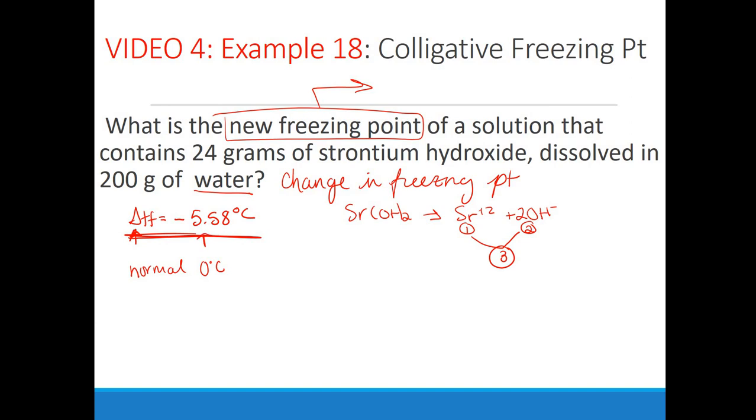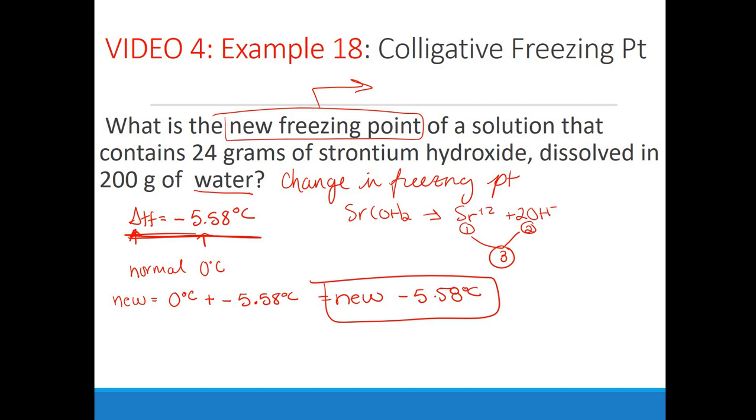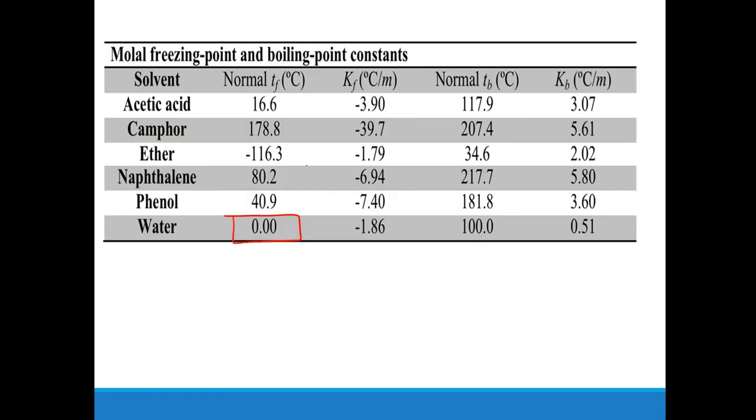So in order to figure out the new freezing point, we're going to take our normal freezing point and add our change. Well, our change is negative, so we're going to add negative 5.58 degrees Celsius. So our new freezing point ends up being negative 5.58 degrees Celsius. So for water, the new freezing point and the change in freezing point are going to be the same since the normal is 0, but any other solvent will give you a different number.